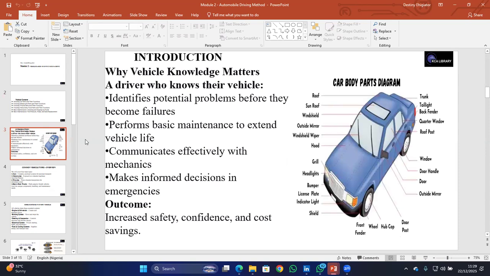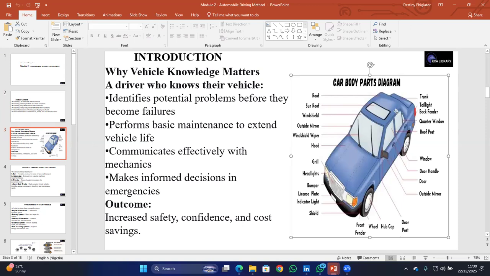we'll be learning why vehicle knowledge matters. A driver who knows their vehicle identifies potential problems before they become failures. A driver who knows their vehicle performs basic maintenance to extend vehicle life. They communicate effectively with mechanics. They make informed decisions in emergencies. The outcome basically is that it increases safety, it boosts confidence, and it is cost efficient.